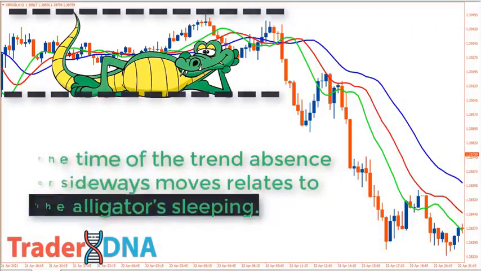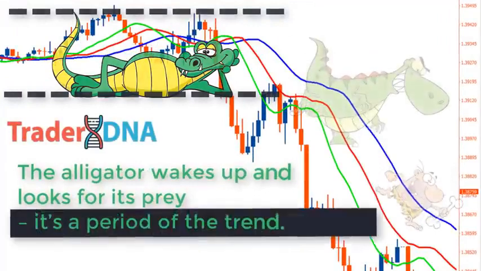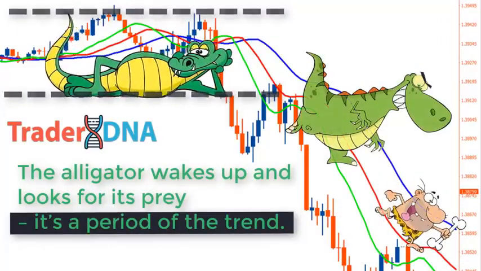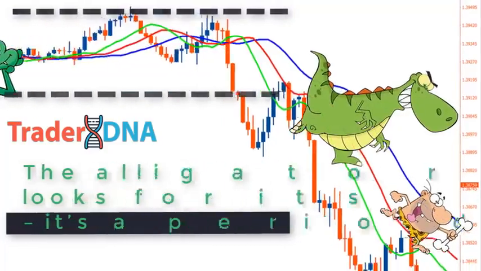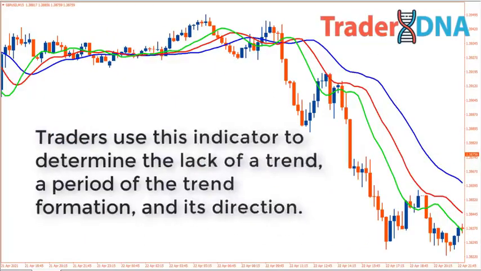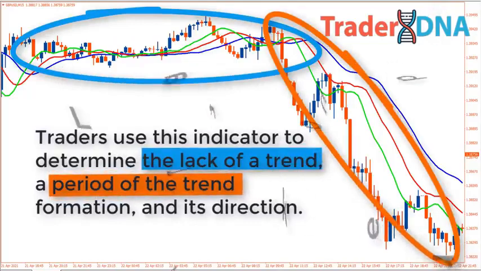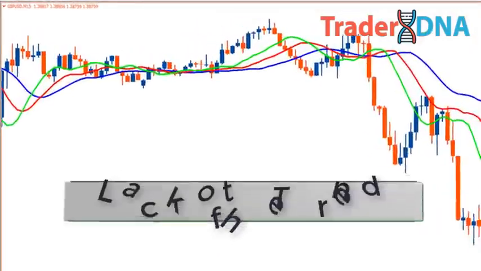After the alligator wakes up and looks for its prey, it's a period of the trend. The trend's strength depends on the length of the sideways trading, as the alligator's hunger depends on how long it was sleeping. Traders use this indicator to determine the lack of a trend, a period of the trend formation, and its direction.